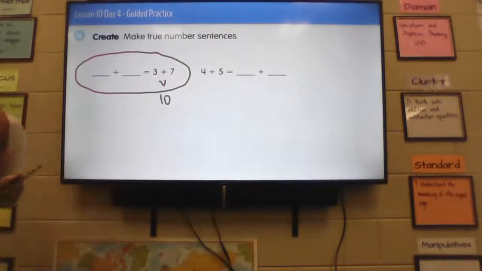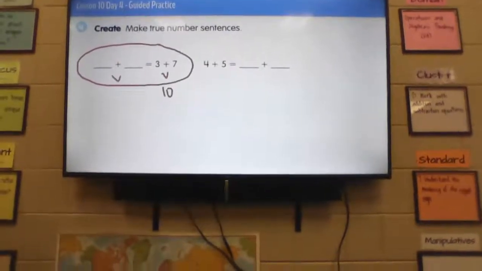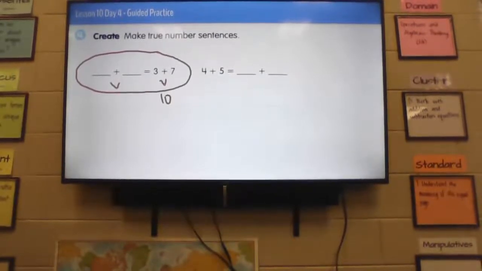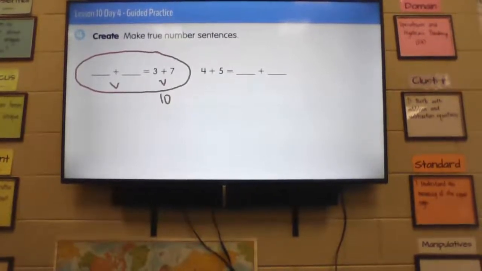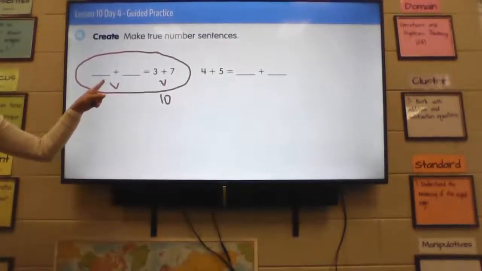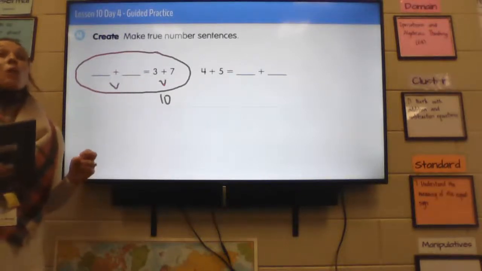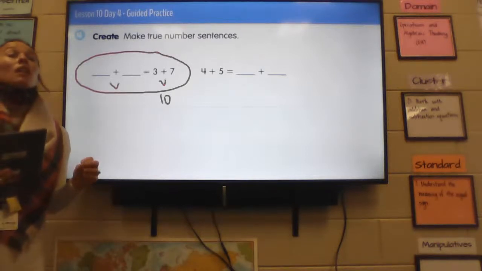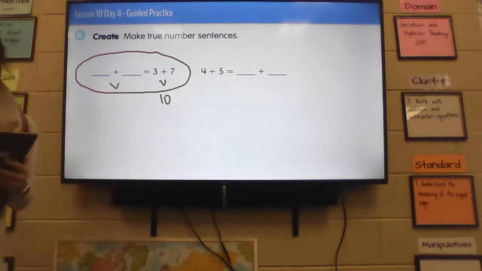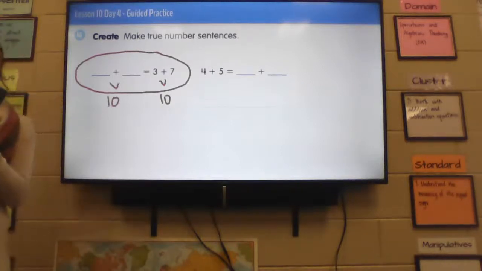Now, what do you think our other side is going to have to make? Hudson? No, it can't make 9 because this side makes 10. This side has to do what, Eric? Okay, so what would make it balanced? That's right. What would make it balanced? Oh, so you know that it has to be 10. So Eric says, hey, let's put 5 plus 5.